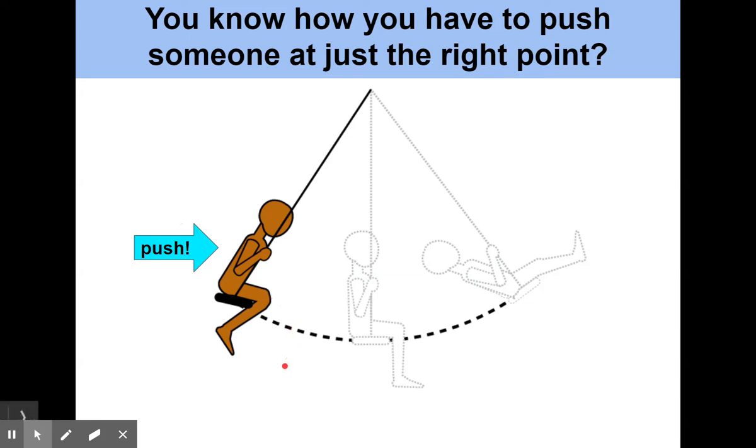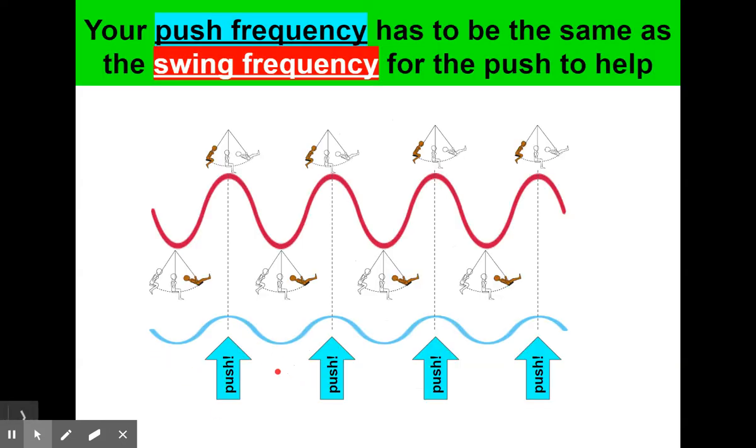But you can imagine that there would be ways that would be bad that you don't push, and sometimes you could see little kids trying to push each other, and one little kid will shove the other kid off the swing accidentally because they didn't add it at the right way. So your push frequency has to be the same as the swing frequency for the push to help. And this is true for all kinds of resonance. It just has to add it.